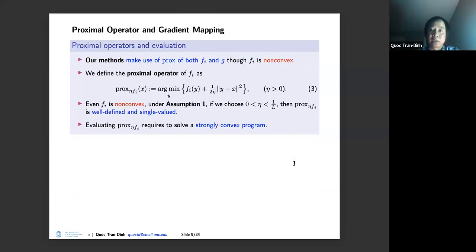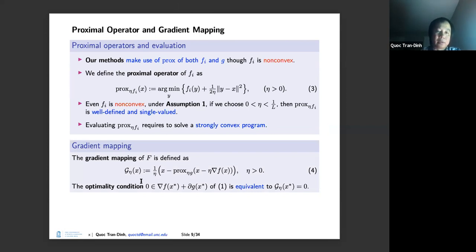Because we handle the composite problems, we use the proximal operators for both functions f_i and Z. Of course, f_i is smooth, so we can actually use the gradients. However, in this work, we are trying to use a proximal operator of the functions. Even though f_i is non-convex, the proximal operator remains well defined because of the Lipschitz, or L-smoothness, property. For function Z, because it's convex and non-smooth, we want to use the proximal operator of the function Z. So we recall the proximal operator here.